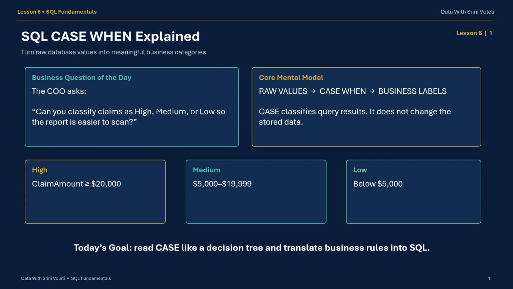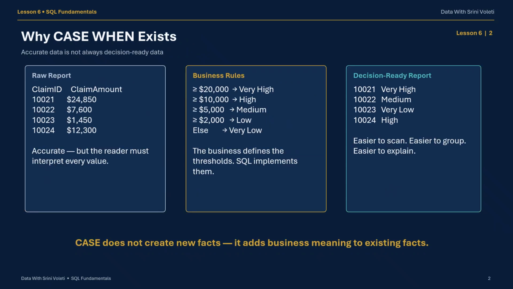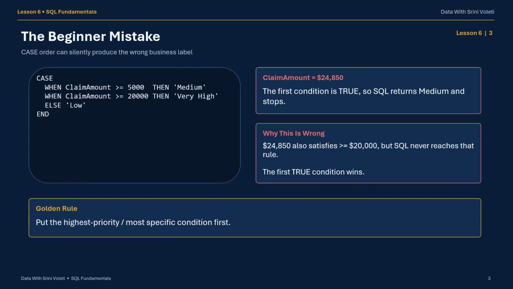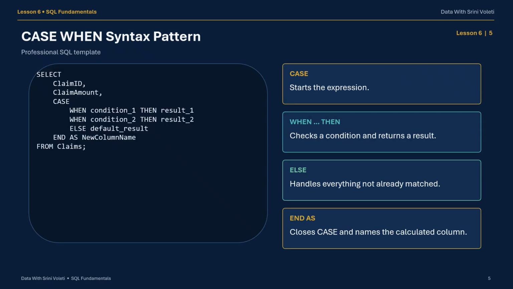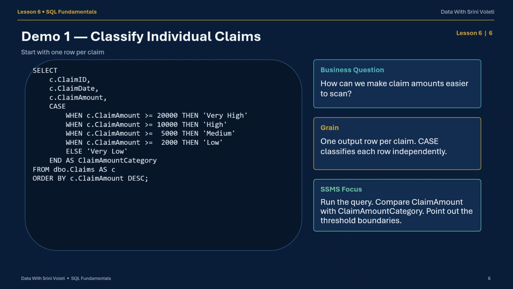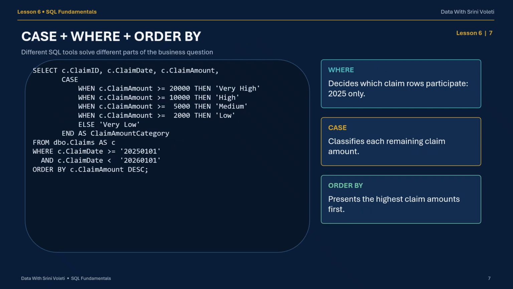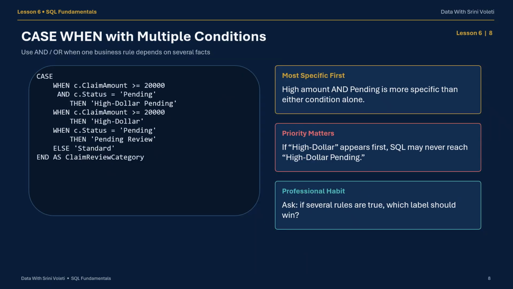Real business rules often depend on more than one field. This example combines claim amount and status. The most specific rule is high amount and pending, because both conditions must be true. That rule belongs first. Then we can fall back to high amount, then pending review, and finally standard. Before writing a complex CASE, ask the business priority question. If more than one rule is true, which label should win? The order of WHEN clauses encodes that priority.